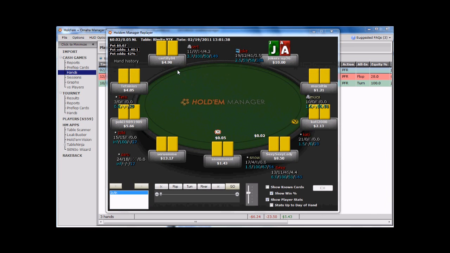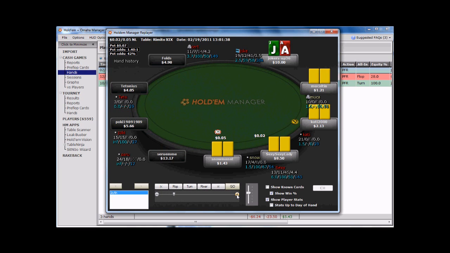So without further ado, here we go into the first hand right here. And it's at 2 cent, 5 cent, no limit hold'em. We got ace jack in the hijack position. So folds around to me. I like raising about 4x here.